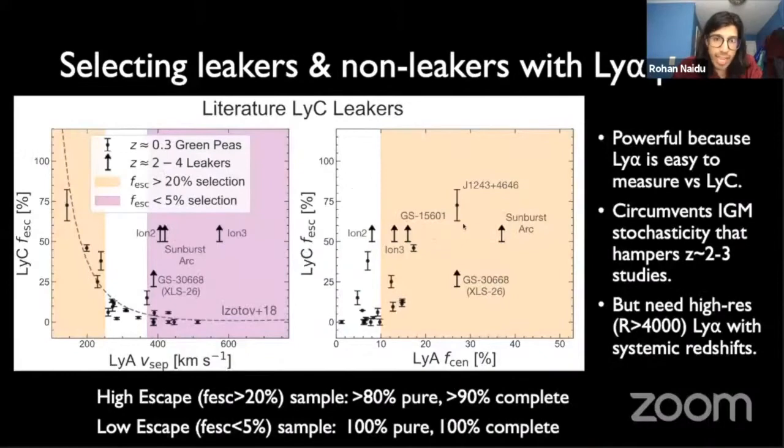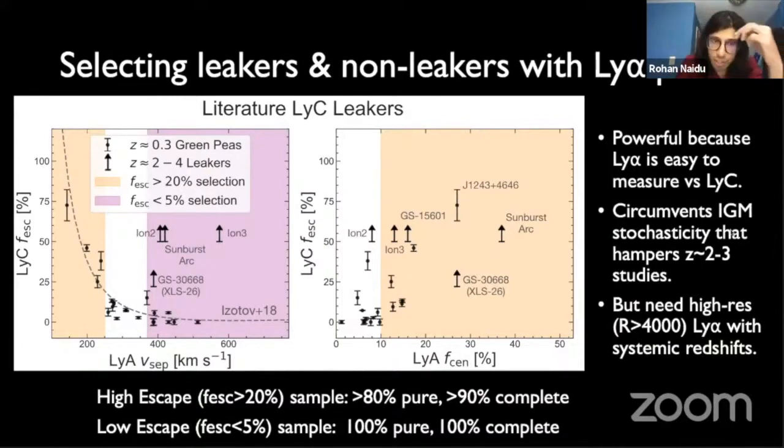So putting these two indicators together, the Lyman-alpha peak separation and the Lyman-alpha central fraction, we are able to very efficiently pick out high escape galaxies versus low escape galaxies. And this is really powerful, right? Because Lyman-alpha is very easy to measure compared to Lyman continuum. And it completely circumvents this whole IGM stochasticity problem that really hampers these high redshift studies.